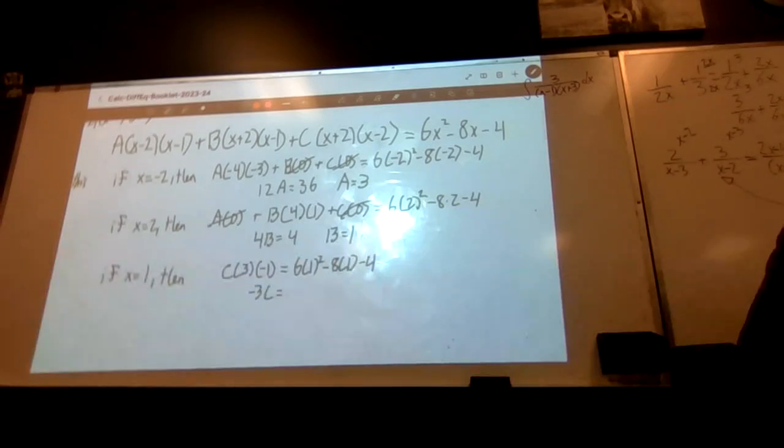-3c equals -6. Therefore, c is equal to 2. Now this looks like a lot of work, doesn't it? Pretty big. I will say that this is a bigger one than you usually would see. But once you get good at these, they're not that bad.